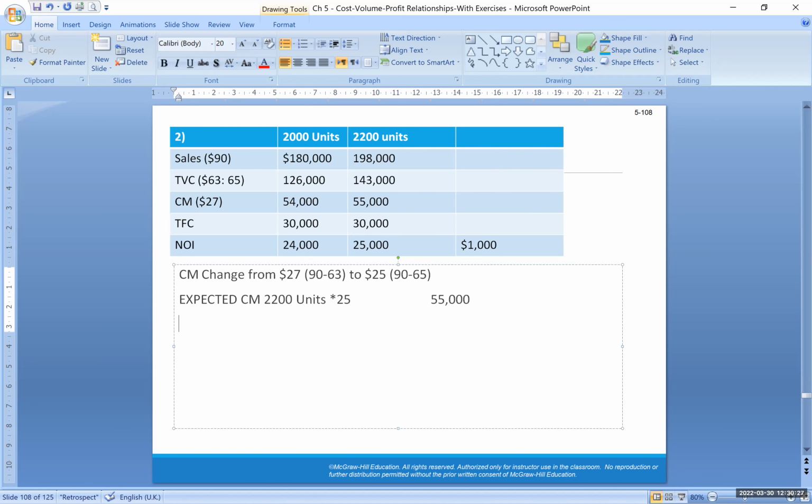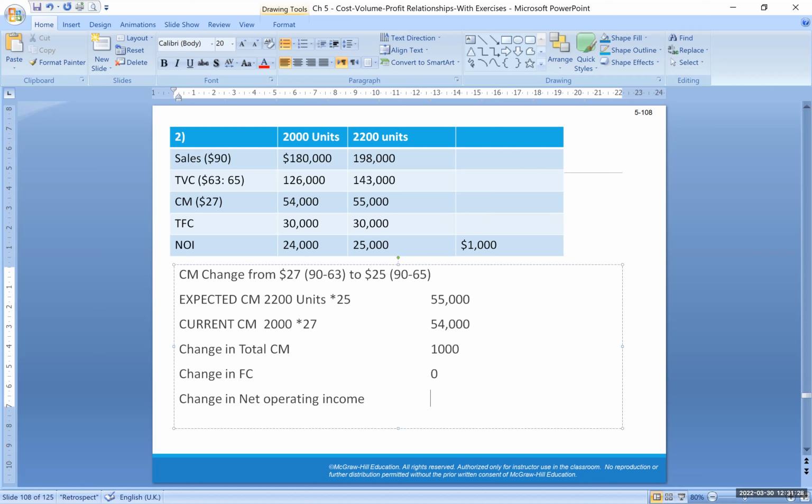Now, this will be compared to the current contribution margin. If you like, 2,000 times 27, right? This equals what? 54,000. Then the change in total contribution margin will be what? 1,000. Increase, right? Because we don't have any change in the fixed costs, change in fixed costs is 0 here, right? So the change in net operating income will be what? Will be $1,000.